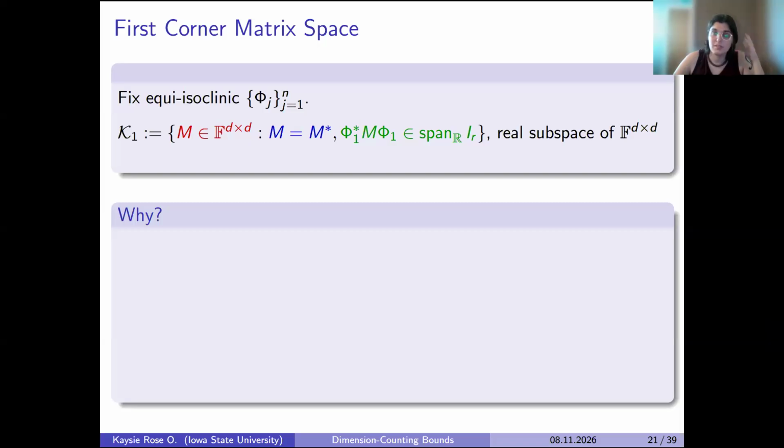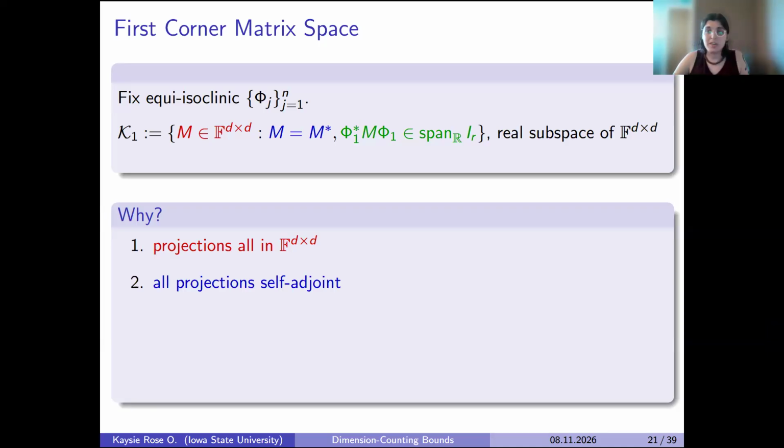And the reason this works, right? All 3 of these conditions are going to be helpful. So obviously, if we're trying to catch the projections, obviously they are in F^(D by D). If we're trying to catch projections and make a small subspace, famously projections are self-adjoint. And then this green condition, right, is the one I think that's like, okay, what's going on there?